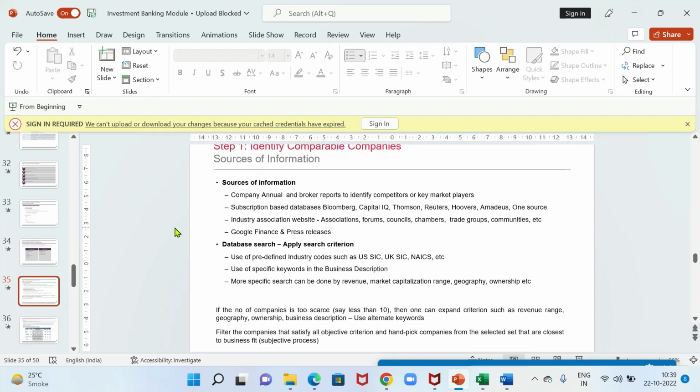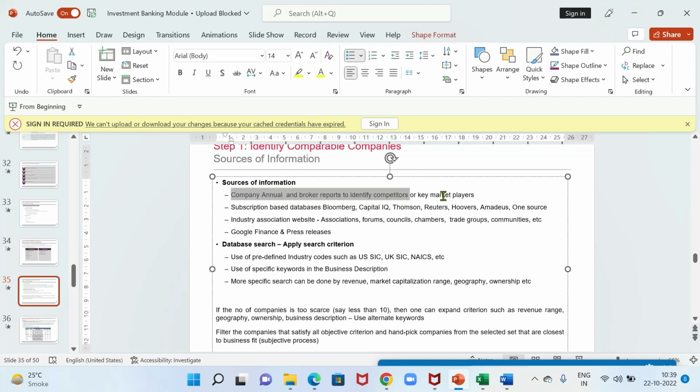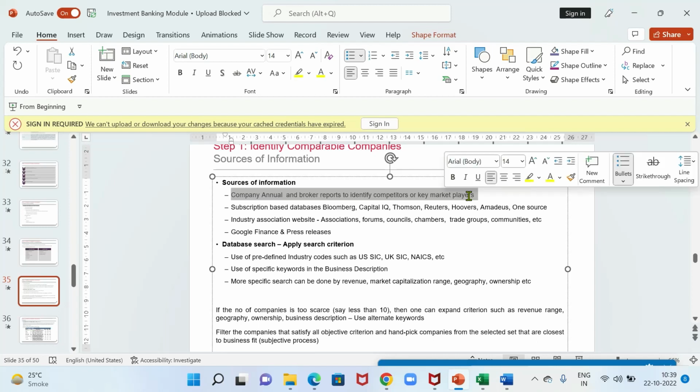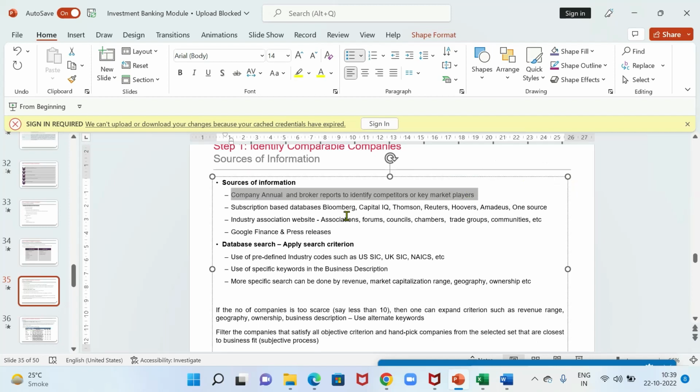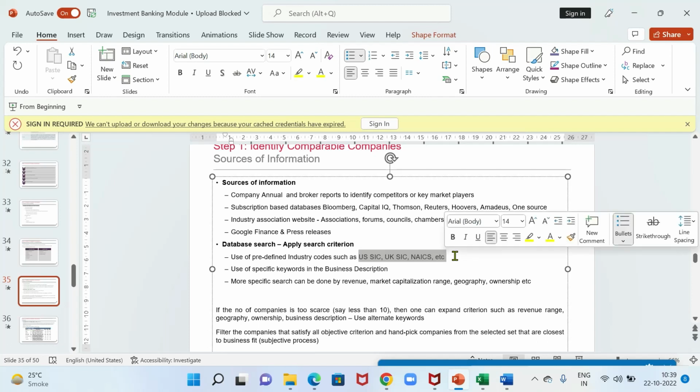Now you ask the question, right? Where can we use this? How can we get these? So company annual reports, I just showed you, broker reports, market players, subscription based databases, industry association websites, Google Finance, desktop search. Now, these are the predefined industry codes that we have. You can just Google around and you will see various subcategories have a different code.